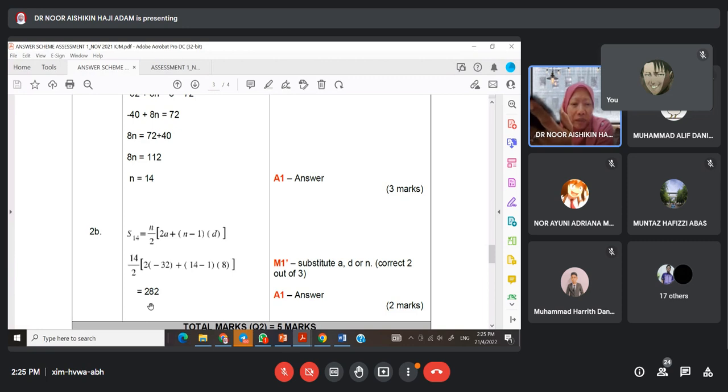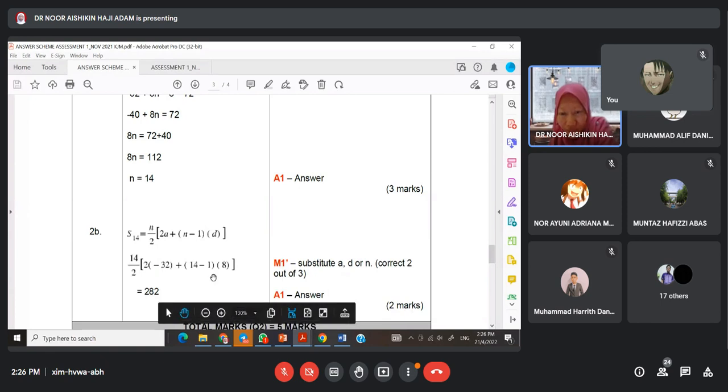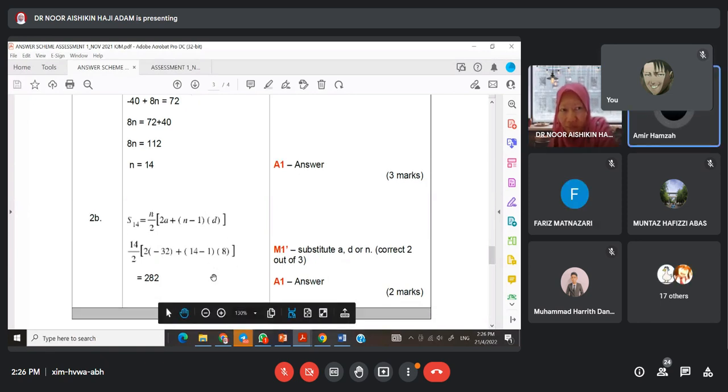So you nak S14 lah kan, sebab n equals 14. n over 2, 14 over 2, which is 7, times negative 64 plus 13 times 8. Yalah, 280 lah. 280 nak 282. So it's a good thing we check. 280. Betul lah semua orang? Betul.